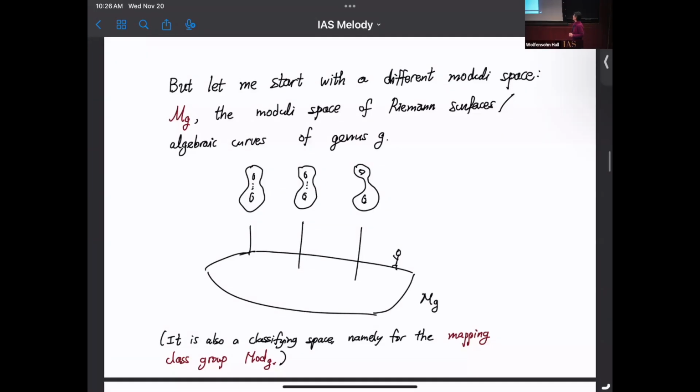But let me start with the moduli space MG, the moduli space of Riemann surfaces or algebraic curves of genus G. This is a ridiculous cartoon, also completely inaccurate, of MG. The point is it's a parameter space for all possible complex structures on a fixed topological surface of genus G. And this is also a classifying space, namely for its fundamental group, which is famously the mapping class group Mod sub G.